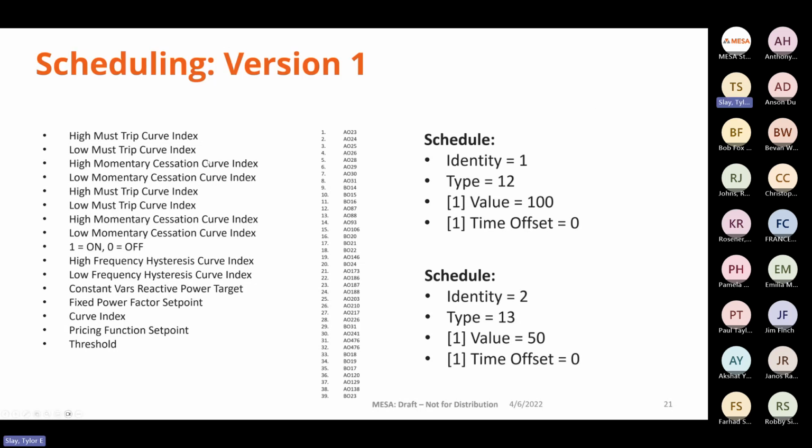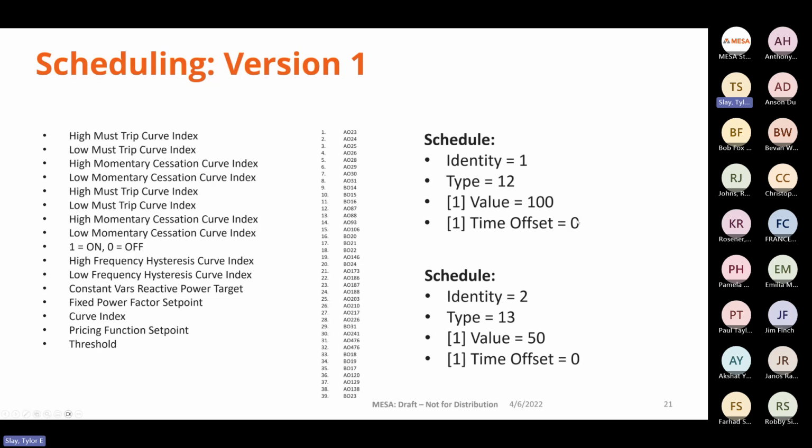So for version 1, we can see we need 2 schedules. We had AO 87 and AO 88. If we look at our list of available types, we can see 12 is AO 87, and that will fall under kind of the threshold type of control. And we'll set the value to 1, time offset 0.